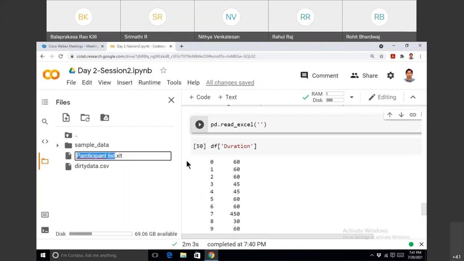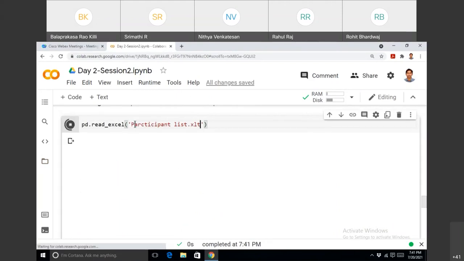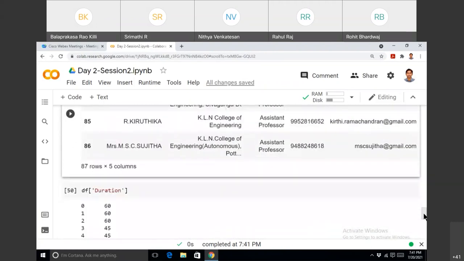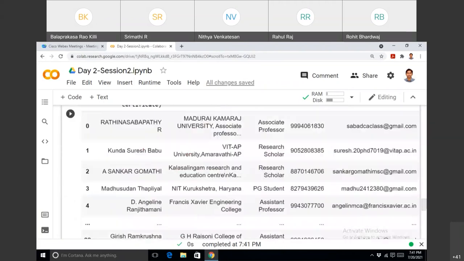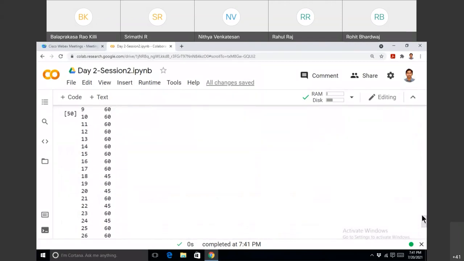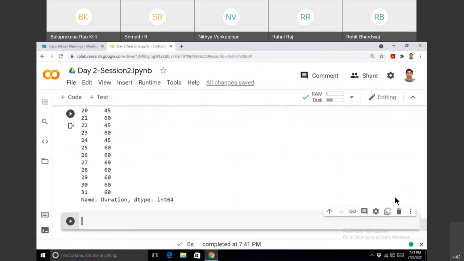Let me pass on this Excel file. You see, it was uploaded. Can you see? This is in a tabular format. This has 87 rows and all the information was uploaded. So this way you can upload your data sets. If you have your data inside some Excel file or CSV file, you can upload it using pandas and convert it to a data frame. Data frame is like a table.